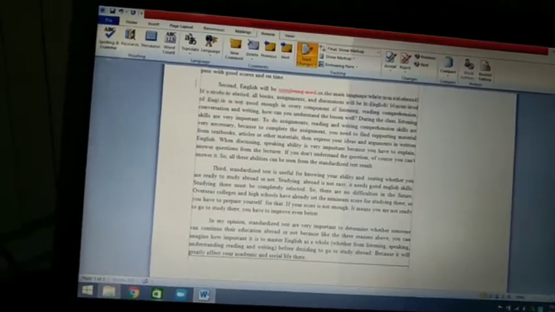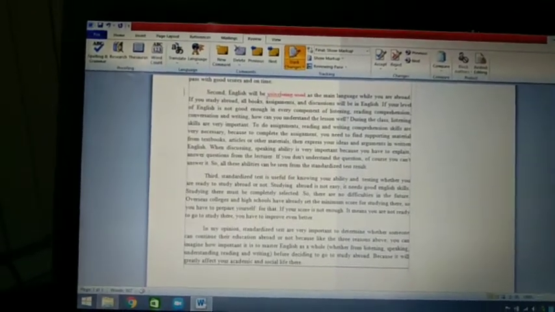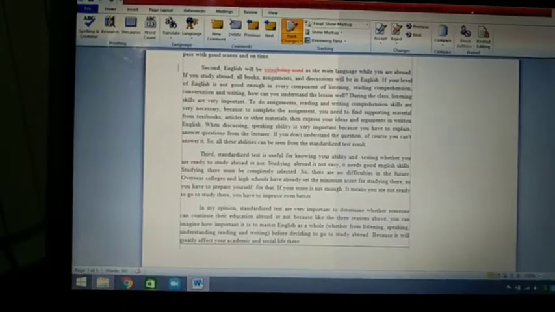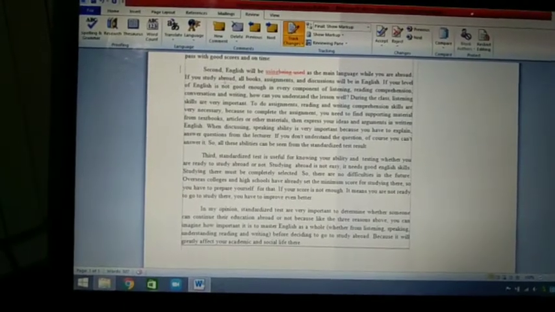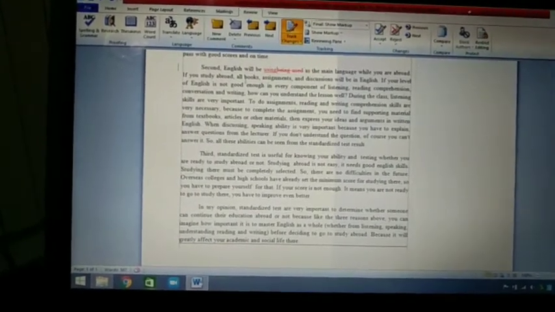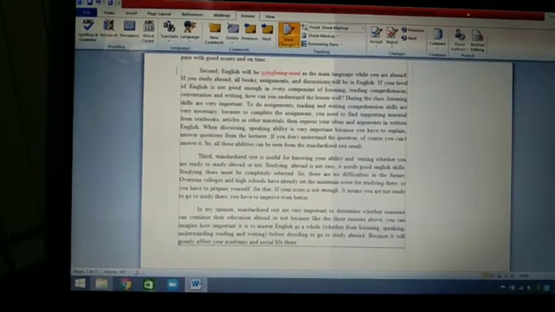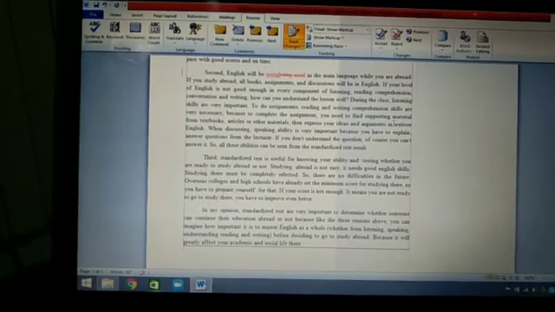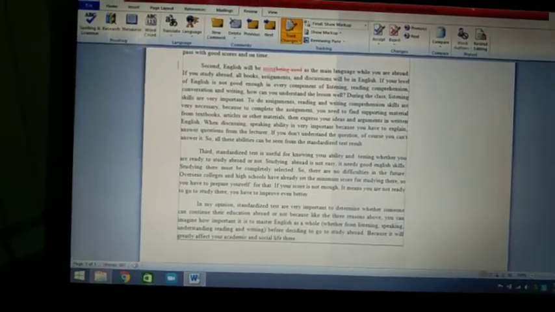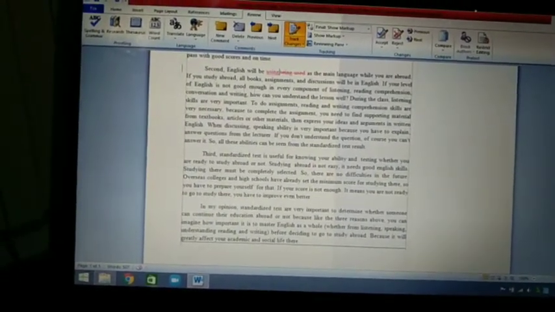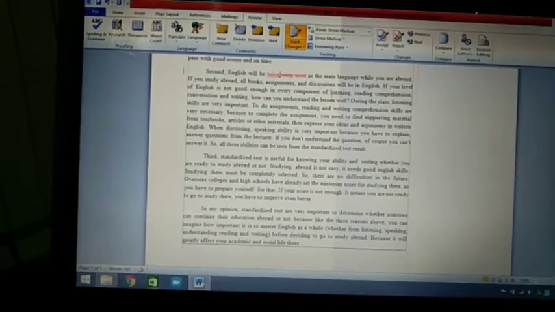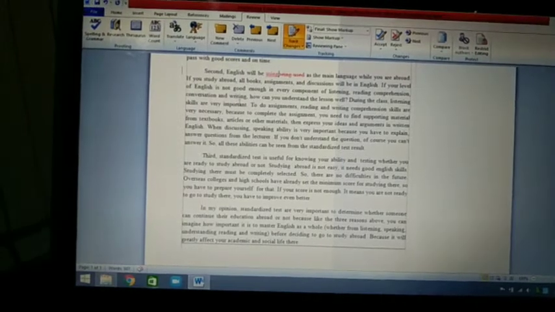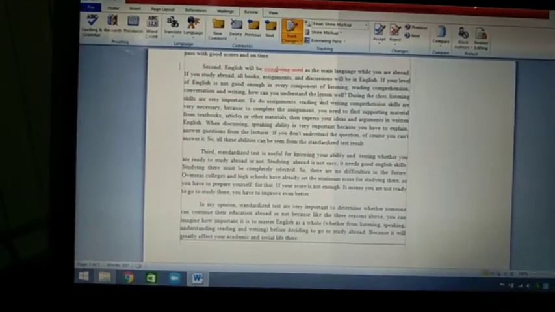Will be using. Second, English will be used as the main language while you are abroad. If you study abroad, all books, assignments, and discussions will be in English. Okay? If your level of English is not good enough in every component of listening, reading, comprehension, conversation, and writing, how can you understand the lesson well?